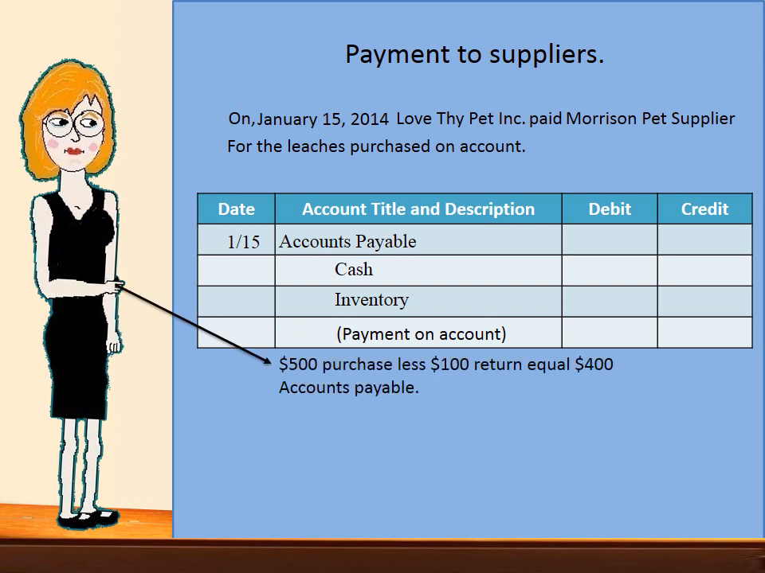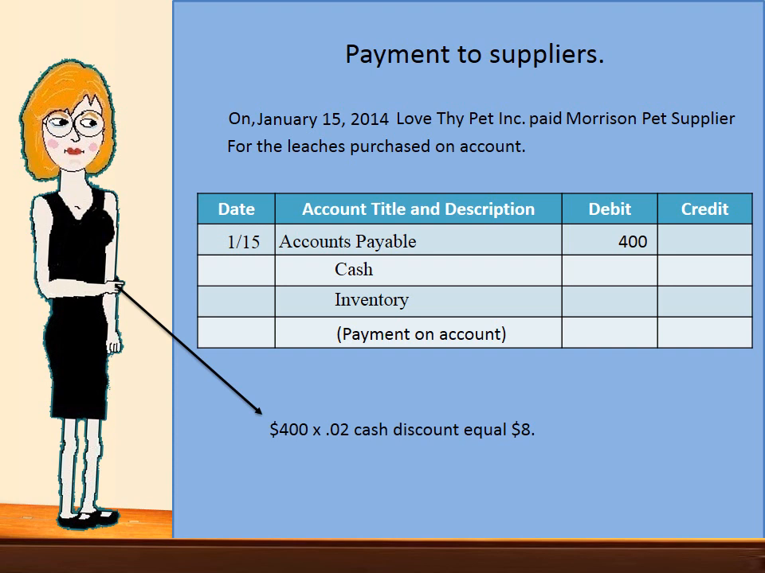So first we will calculate what we have to pay. We started out by purchasing $500 of merchandise, but then we returned $100. So therefore we only owe $400. We will debit $400 to accounts payable, thereby reducing the amount we owe.